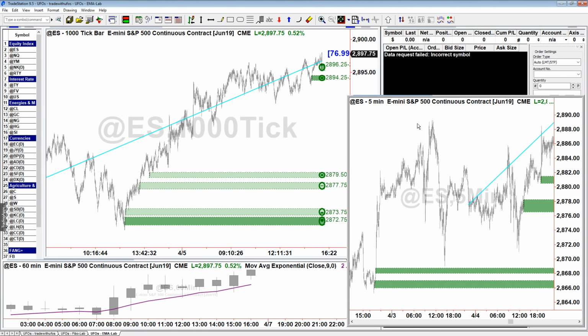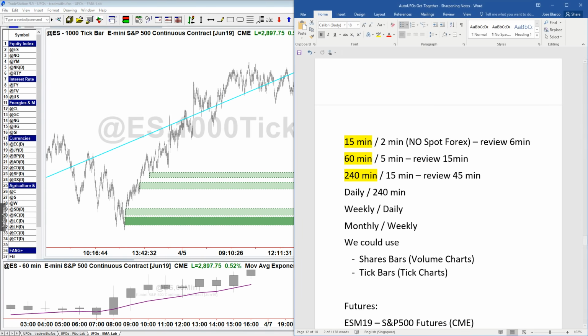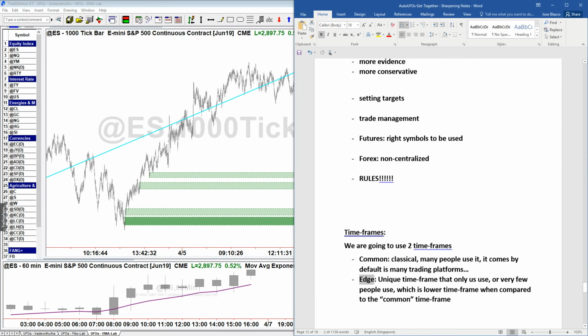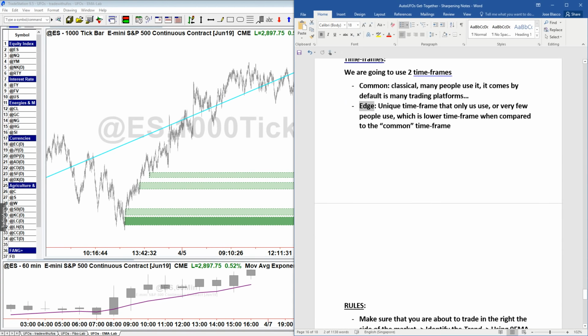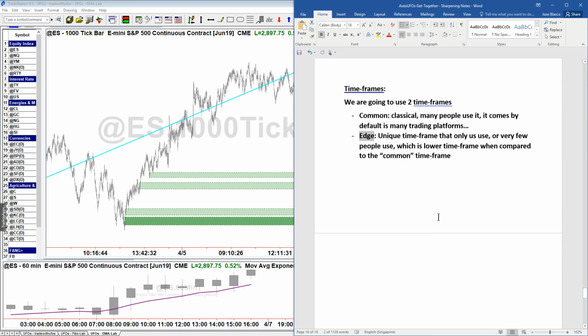Okay? So when it comes to using edge timeframes, we're going to be looking at edge timeframes in two different ways. One basic way to do edge timeframes will be to use weird timeframes based on time. But another way to use edge timeframes will be to use timeframes that are not based on time, such as shares or ticks. So we're going to be able to get much more precise because now every candle has the same weight.